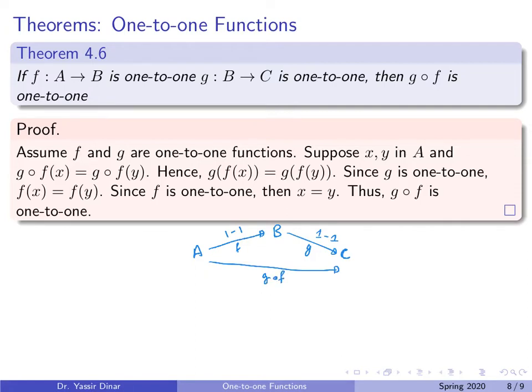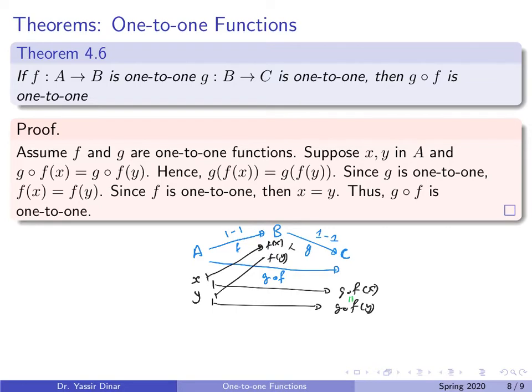Now I assume I have two elements x and y, and these two elements will be mapped to g circle f of x and g circle f of y, and I will assume that these two elements are equal. So these two elements go under f to f of x and f of y, and f of x and f of y go under g to the same value here.